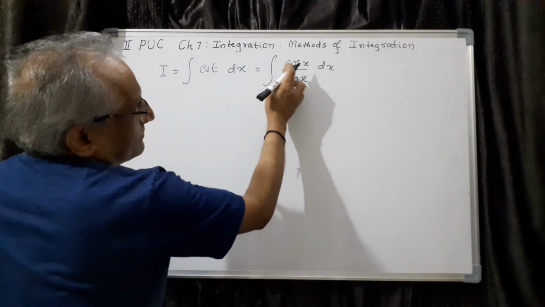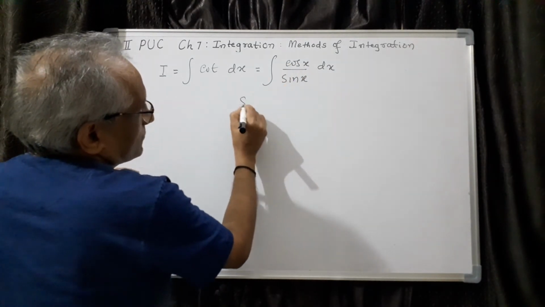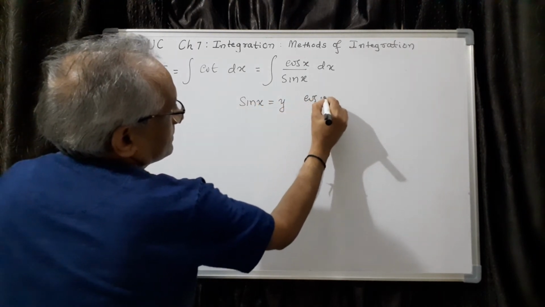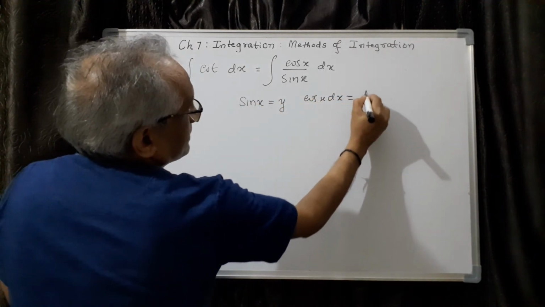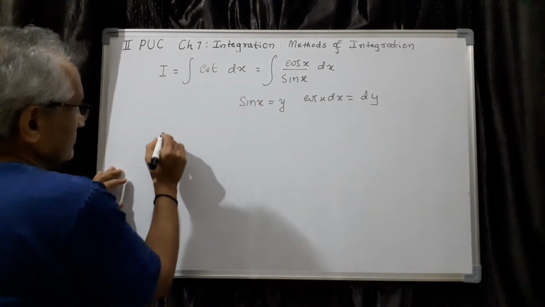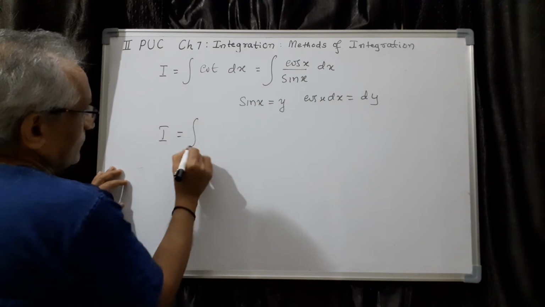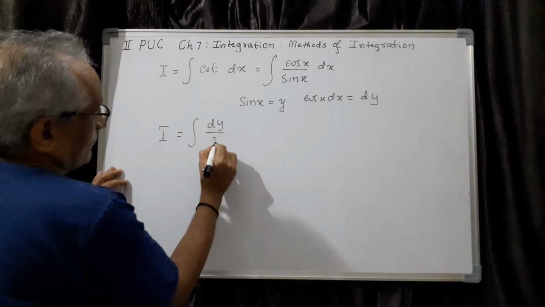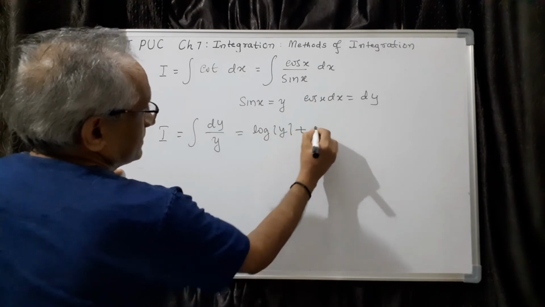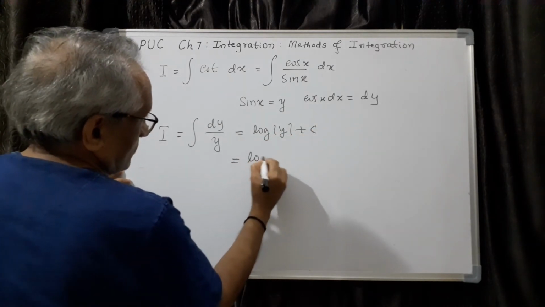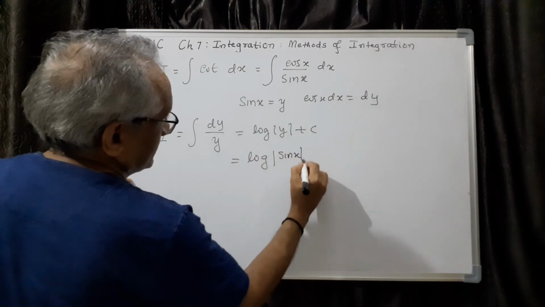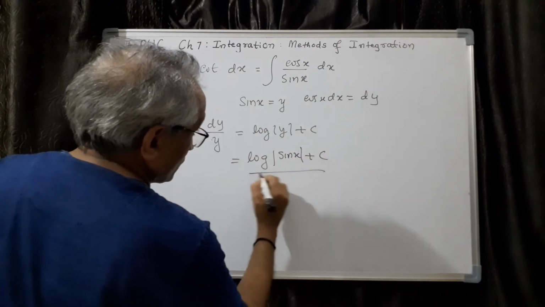What you have to do is put sin x equal to y. Cos x dx will be dy. Here one advantage is there is no minus sign. Directly I becomes dy by y, which is log of mod y plus c. But what is y? Sin x. Therefore, log of sin x plus c. So this is the formula for cot x.